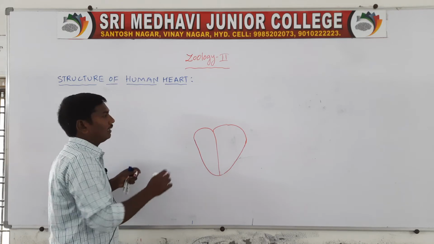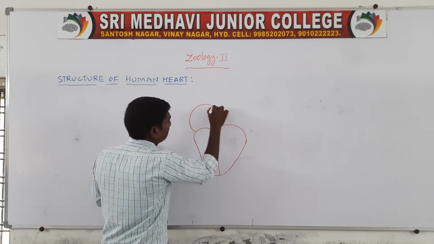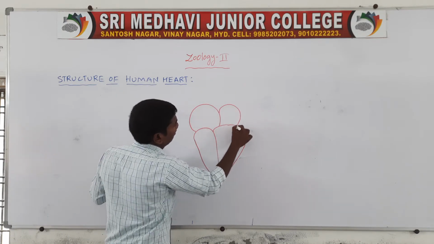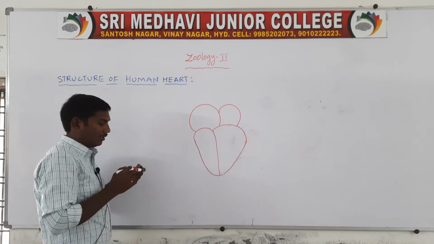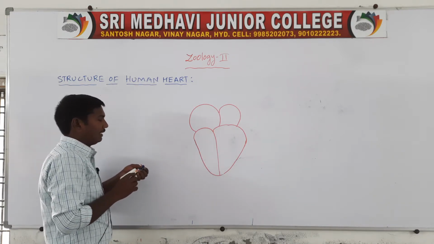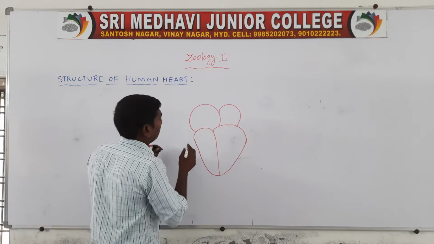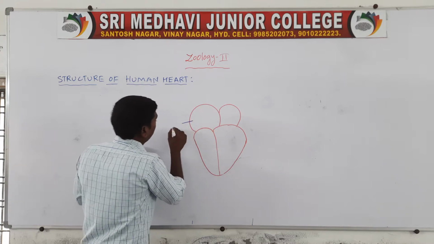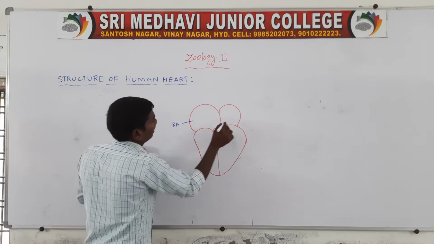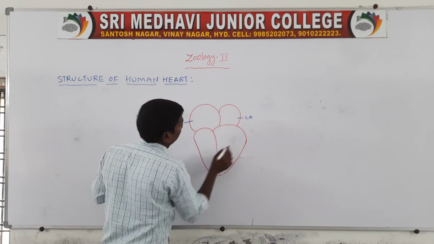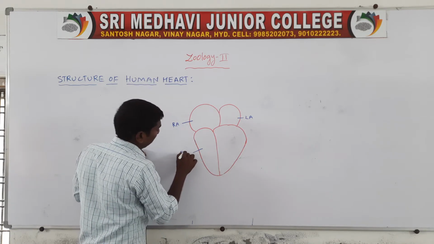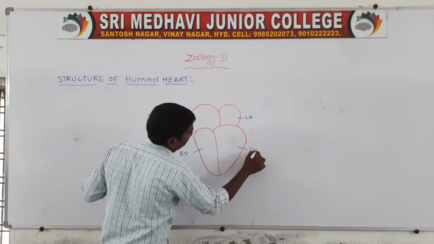The human heart contains four chambers. The upper two chambers are called the atria, and the lower two chambers are called the ventricles. So these are the right atrium and the left atrium. These are the right ventricle and the left ventricle.